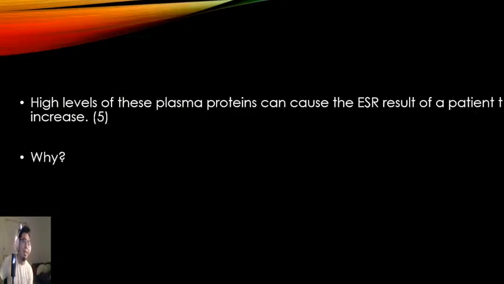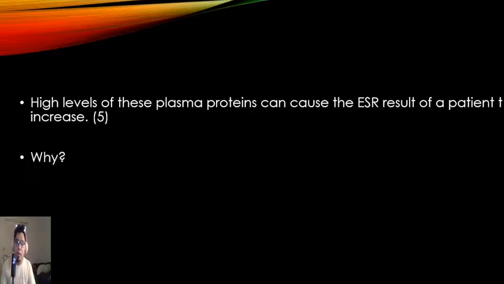All right, now moving on, we're going to discuss the high levels of plasma proteins. High levels of these plasma proteins can cause the ESR of a patient to increase. There are five actually: fibrinogen, alpha 2 globulins, beta 2 globulins, gamma globulins, and lipoproteins. So if the patient has gamma globulinemia, we're going to expect their ESR results to be elevated.